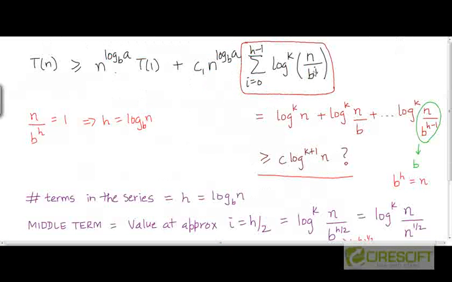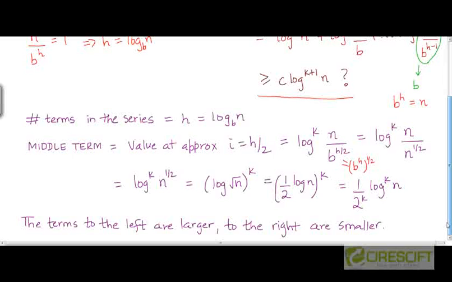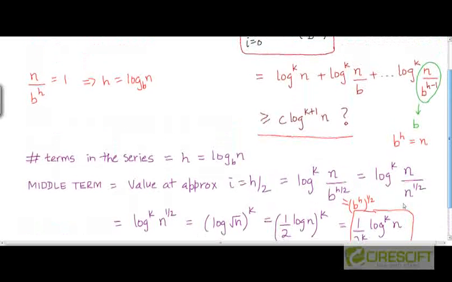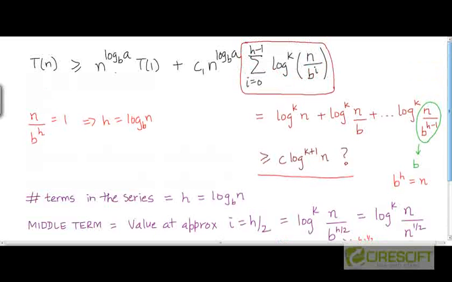So in trying to prove that this was greater than or equal to some constant multiple of log to the power k plus 1 of n, we focused only on the first half of this series. We focused only on the first half of the series by cutting the series at the middle term. The middle term was log to the power k of n by b to the power h by 2, which we simplified to this value, which looks similar in form to what we want, except for a missing log n factor.